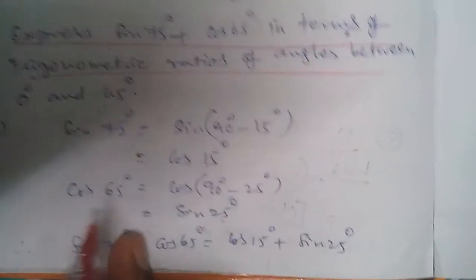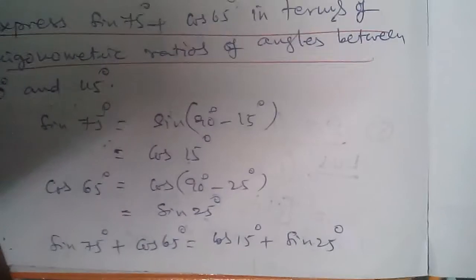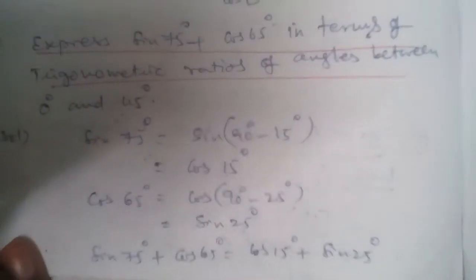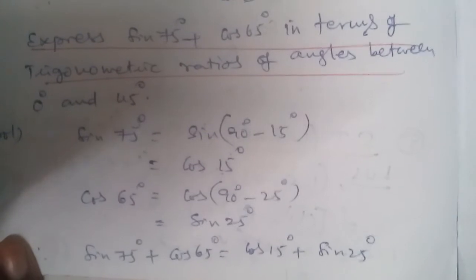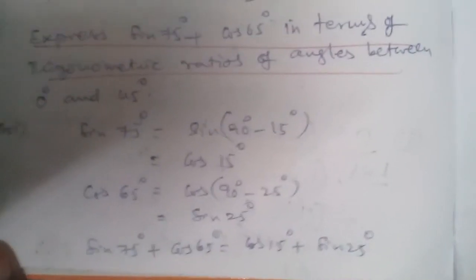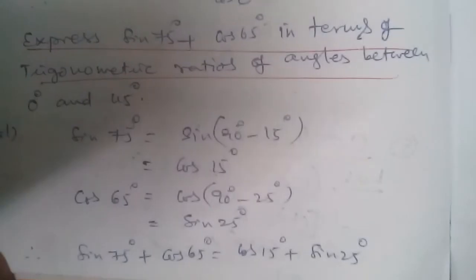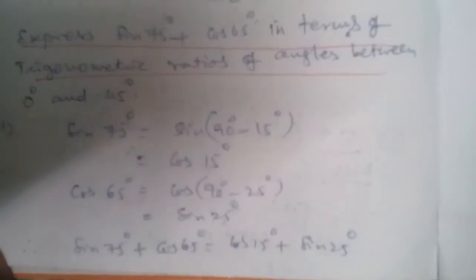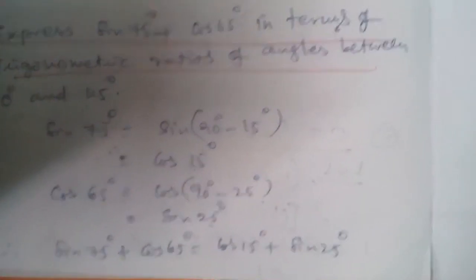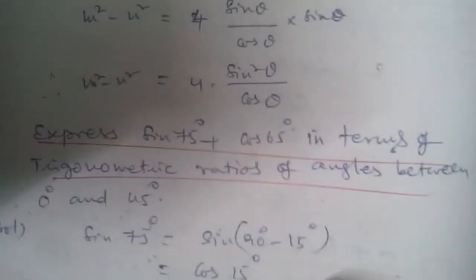Cos 65 degrees: cos 90 minus theta is equal to sin theta. So cos 90 minus 25 is equal to sin 25. Therefore sin 75 degrees plus cos 65 degrees is equal to cos 15 degrees plus sin 25 degrees, which is in trigonometric ratios between 0 and 45.